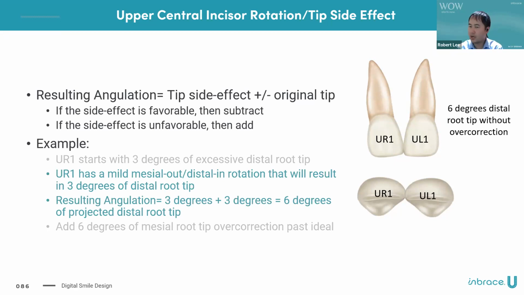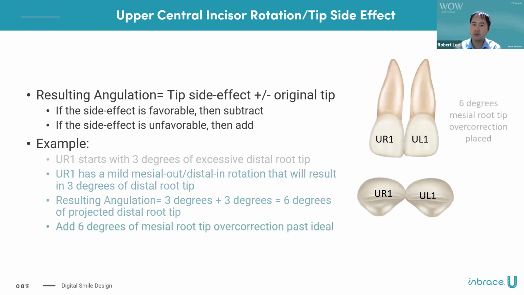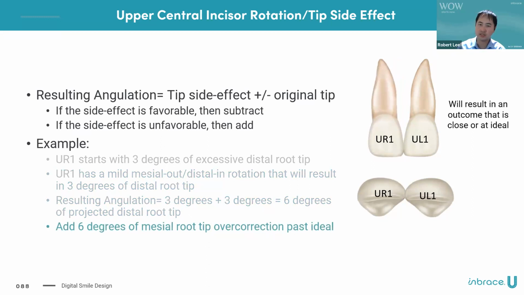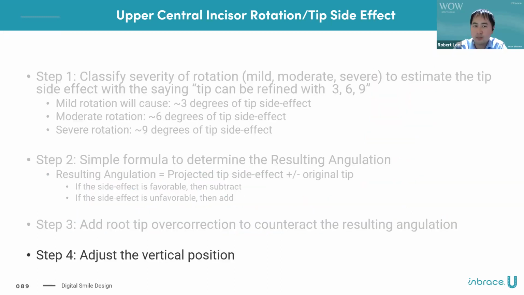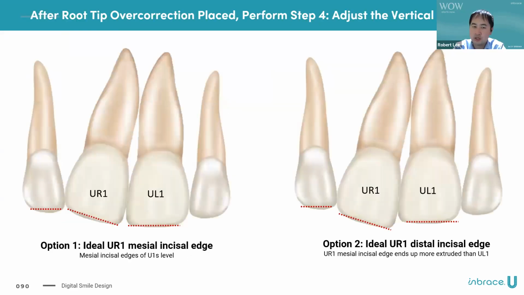So you simply just add the opposite. You're going to add 6 degrees of mesial root tip overcorrection into the smile design, and that will roughly get you to ideal when you let the smart wire express. Now, I mentioned this earlier, but whenever you add in tip, you have to also consider the vertical position. So actually, there is a 4th step to the upper central incisor rotation tip side effect, which is after you figure out how much tip to add in, then you adjust the vertical position.